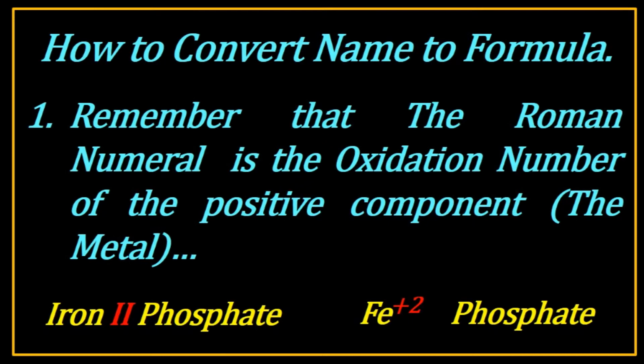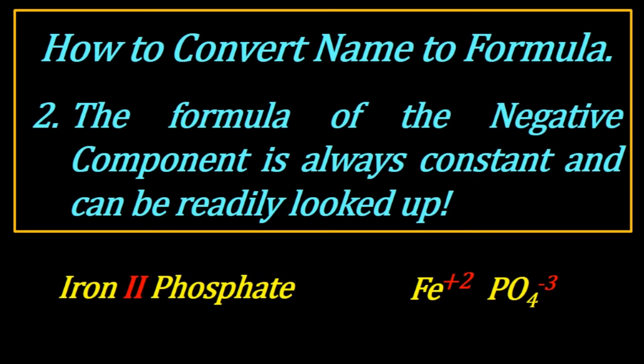The formula of the negative component is always constant and can be readily looked up. In this case, phosphate, PO4, -3 charge. You can look these up using the periodic table or the polyatomic ion sheet. In the periodic table, groups 1 and 2 are +1, +2 respectively. 13 is +3. 14 is ±4. 15 is -3. 16 is -2. And 17 is -1. And then you have the polyatomic ion sheet that you can use as well.